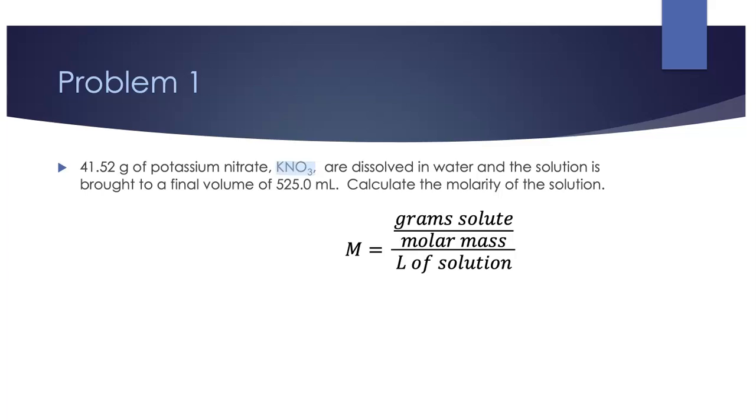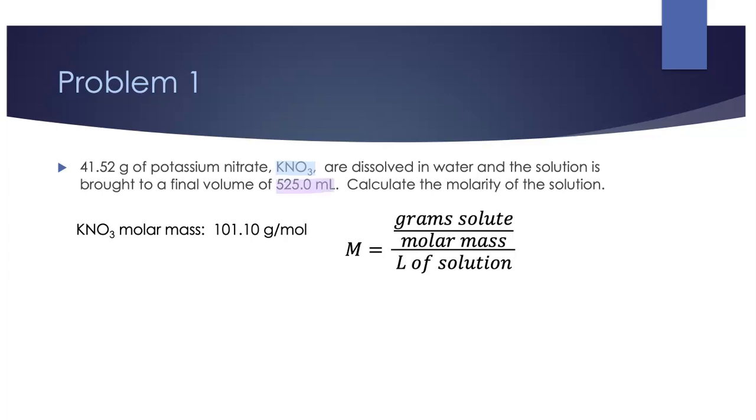So we have potassium nitrate. We are going to need its molar mass, which is 101.10 grams per mole. I recommend with molar masses, always keep at least 2 digits after the decimal place, or whatever precision you have on the periodic table that you're using.